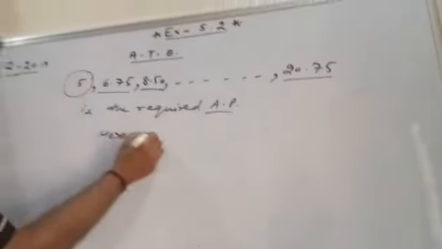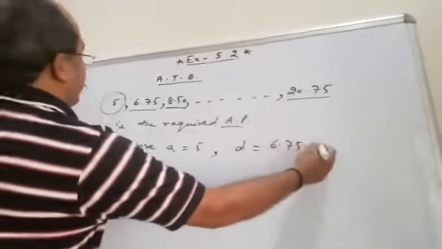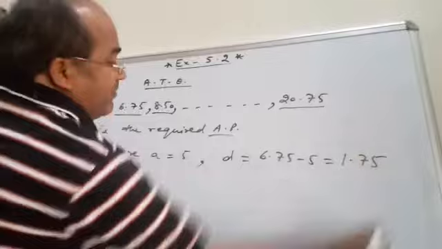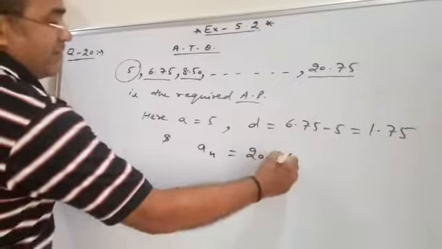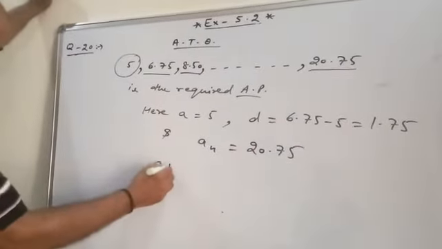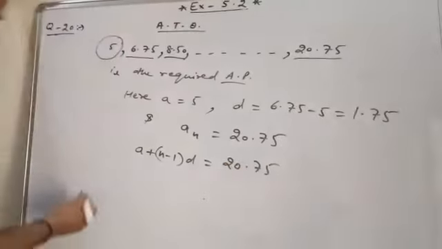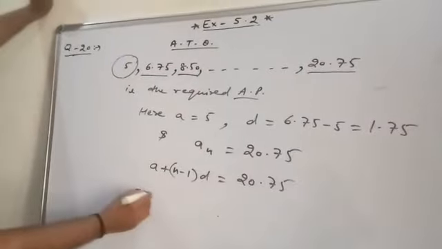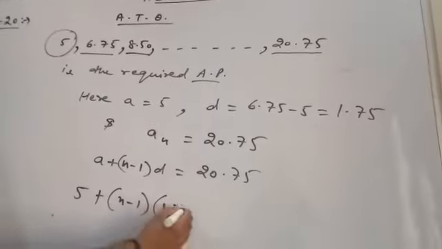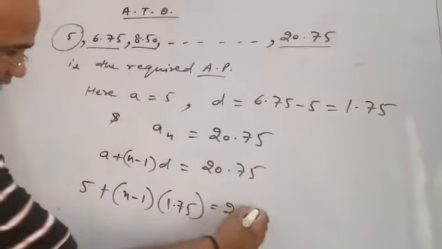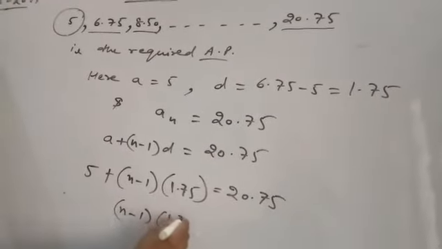Here A equals 5, D you know is 6.75 minus 5, 1.75, and An equals 20.75. An means A plus n minus 1 into D. 20.75 equals A, which is 5, plus n minus 1 into D, which is 1.75. 5 you will take to that side.